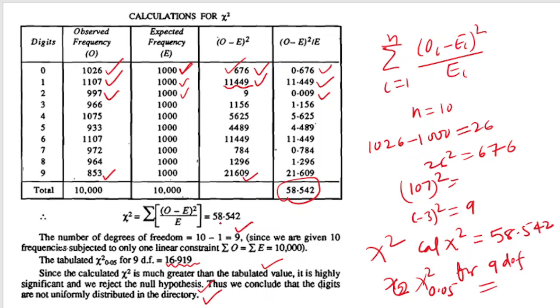If the value would have been less than 16.919, I could have concluded that the digits occur equally frequently. I hope this question is clear. Very easy topic.